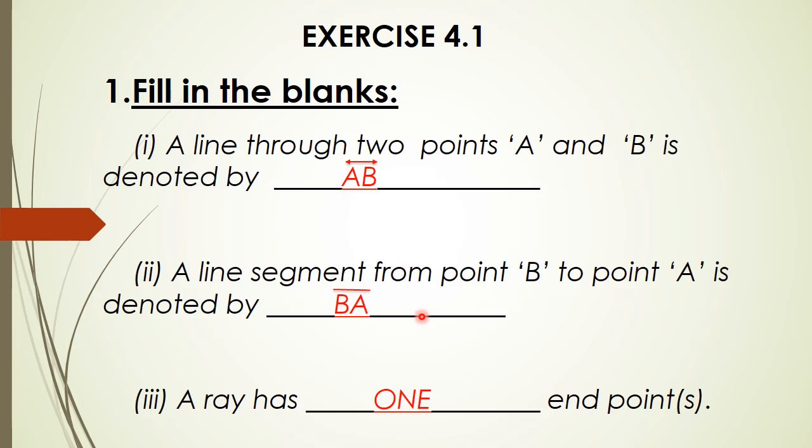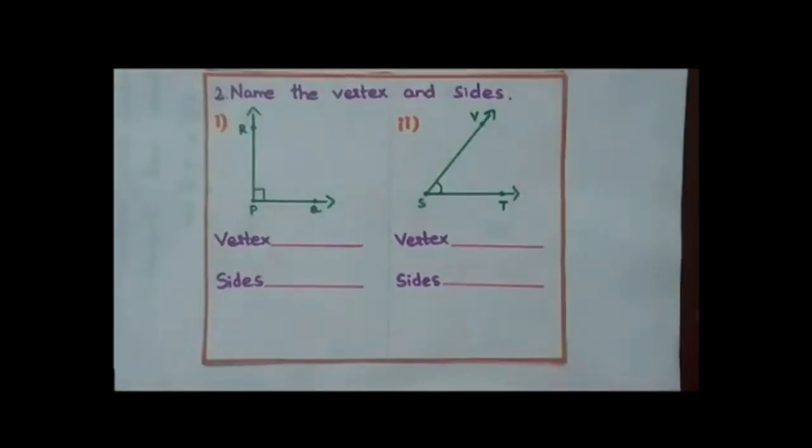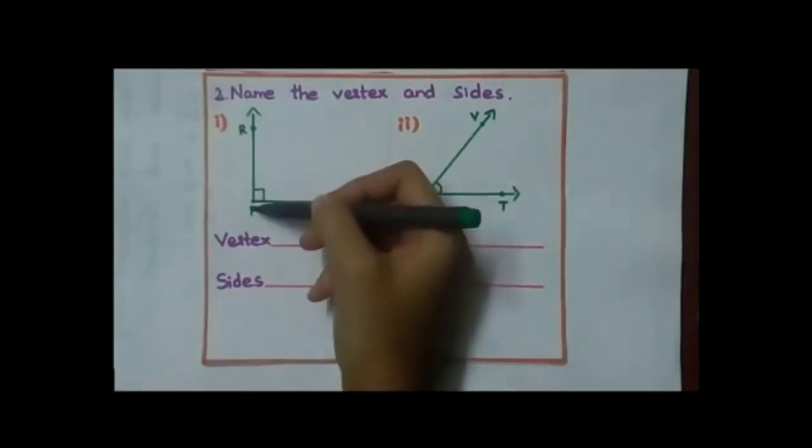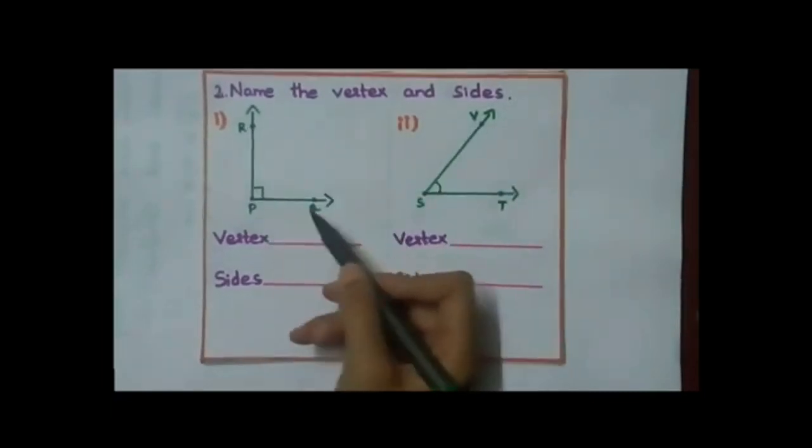A ray has dash endpoints. Ray means it has a starting point and no end point. So totally a ray has only 1 point. So a ray has one end point. Next problem. Name the vertex and sides. So here the vertex is P and the sides, that is rays, PR and PQ.